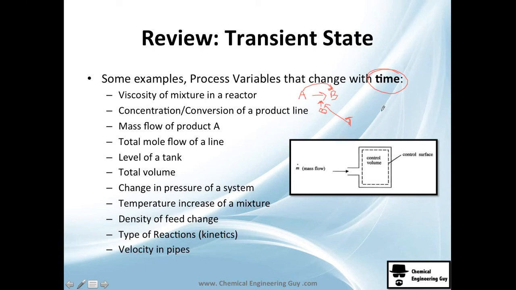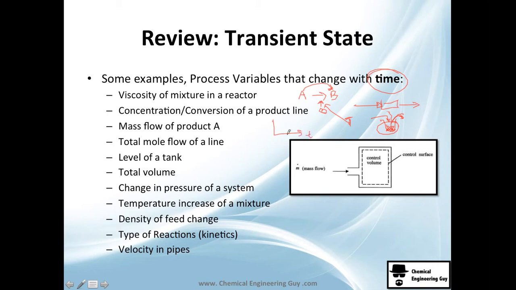If you're operating in steady state, you're going to look for the viscosity to be the same. But if, for example, you have this mixture and you want to increase viscosity, you will probably heat it, evaporate water, and it will be kind of sticky like honey. So that's a transient state, because you do this and it takes a little bit of time and then you take it out, like in a batch. Also concentration, conversion of a product line, that's typically in a batch.